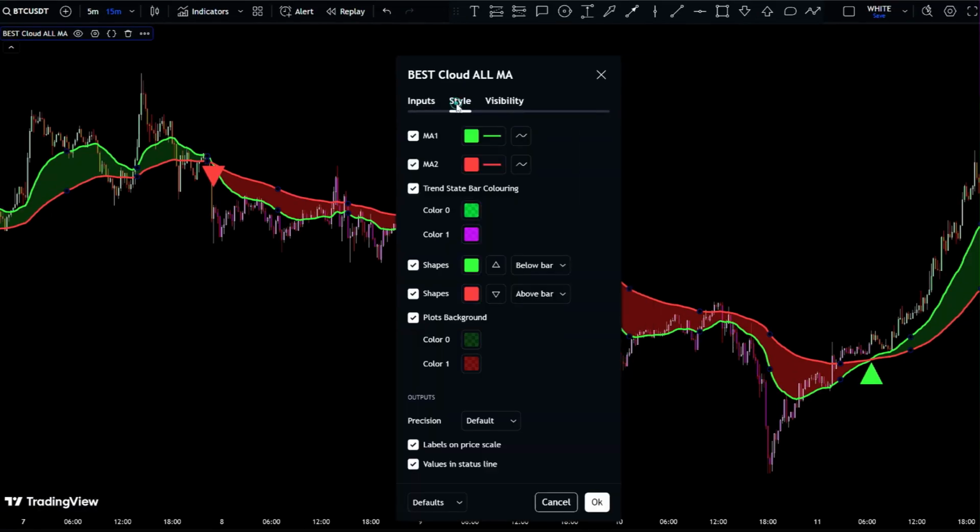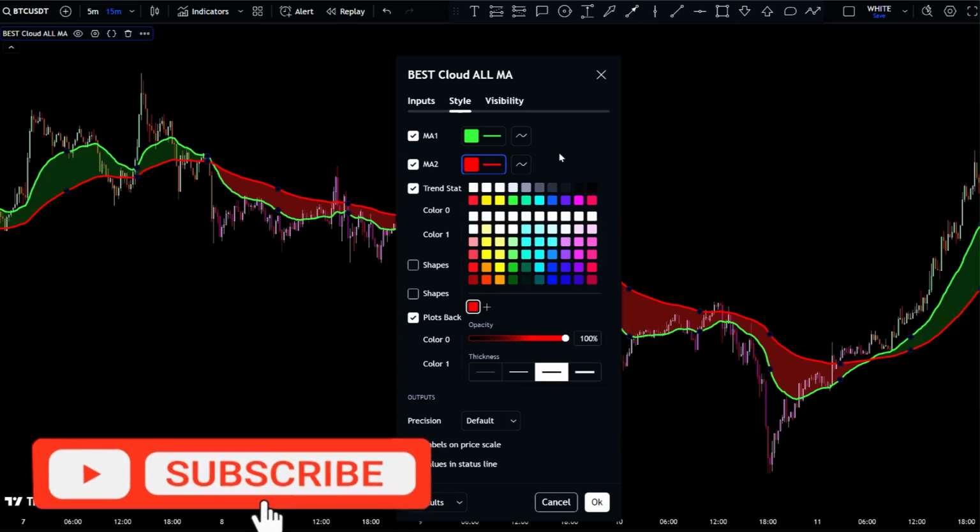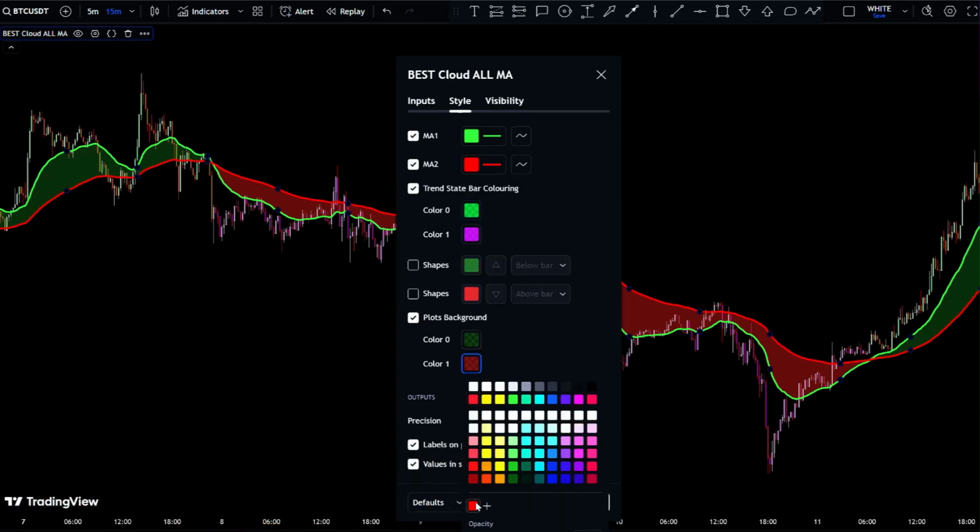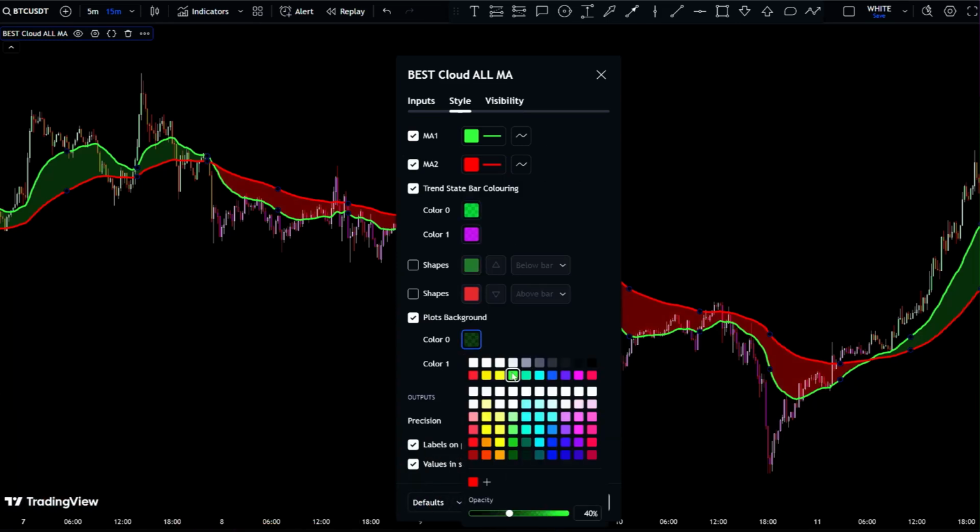Now, we'll hop over to the style section and disable the shapes option since we won't be needing them for this particular strategy. Feel free to customize the colors and opacity of the MA lines and the cloud to suit your preferences. Awesome, we're all set with our first indicator.